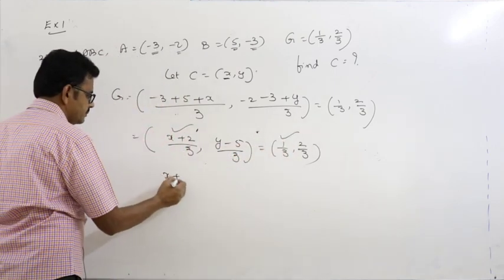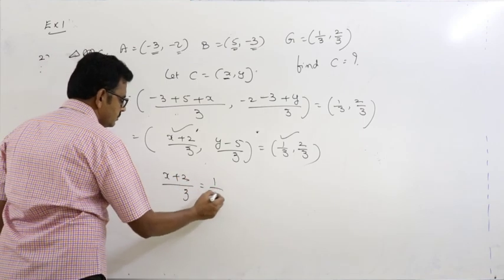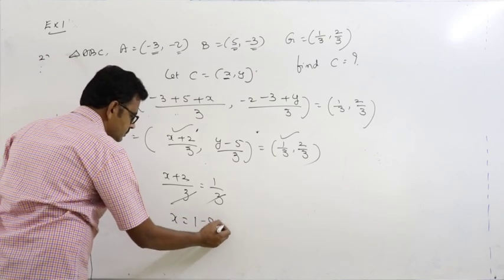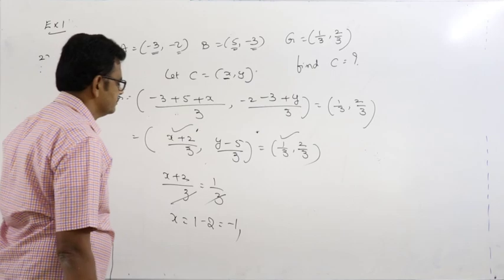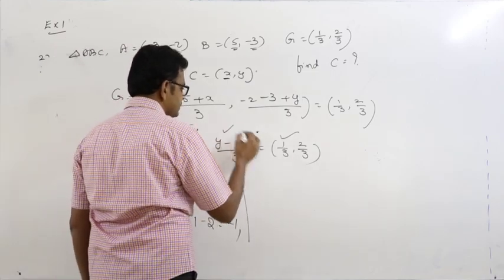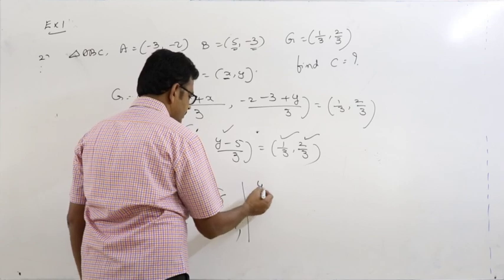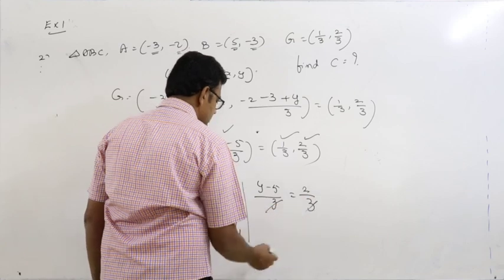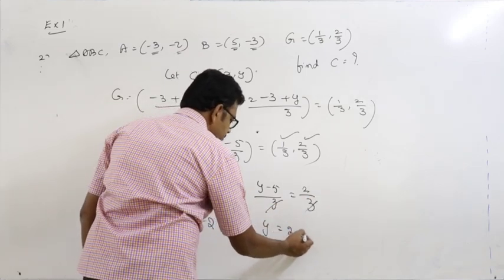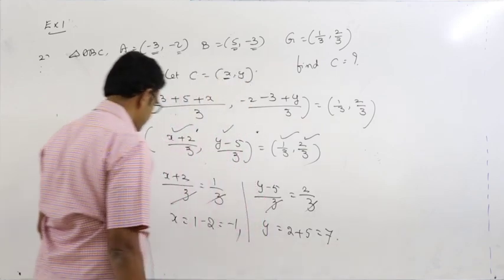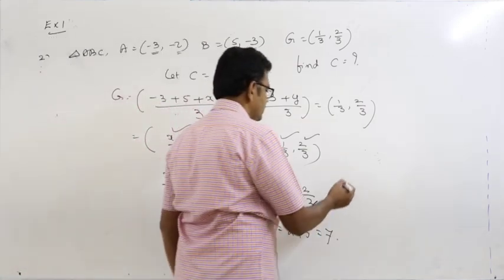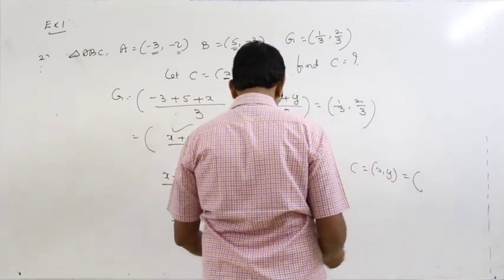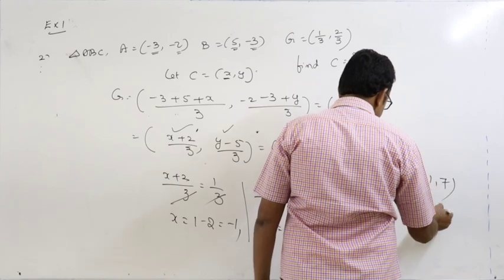So x plus 2 by 3 is equal to 1 by 3. 3 cancel. x is equal to 1 minus 2, that is minus 1. And equating y coordinates, y minus 5 by 3 equal to 2 by 3. 3 cancel. y is equal to 2 plus 5, that is 7. Therefore, the third coordinates x comma y is equal to (-1, 7).